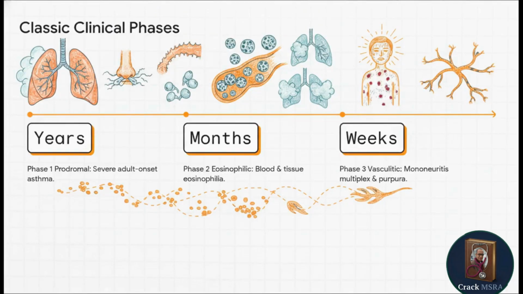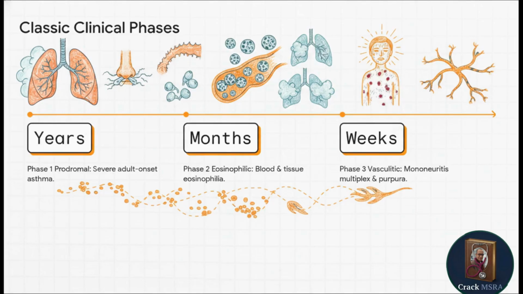EGPA doesn't just hit a patient all at once. It actually has a classic triphasic clinical evolution. Let's look at the timeline. Phase 1 is the prodromal phase, which can literally go on for years. This is characterized by the onset of severe, incredibly difficult to control asthma during adulthood, often accompanied by allergic rhinitis or nasal polyposis. Then, moving into a timeline of months, we enter Phase 2, the eosinophilic phase.